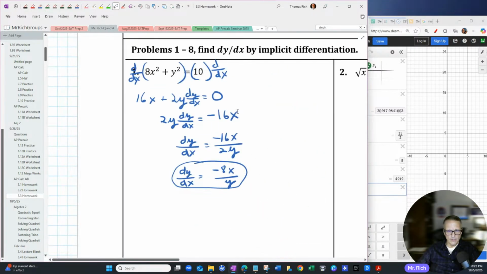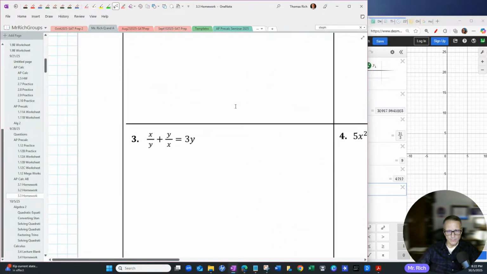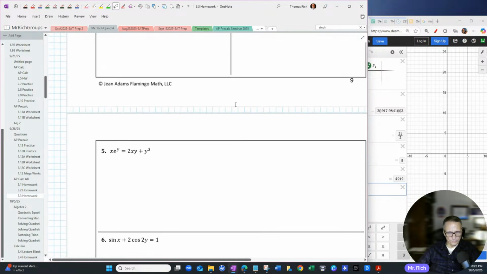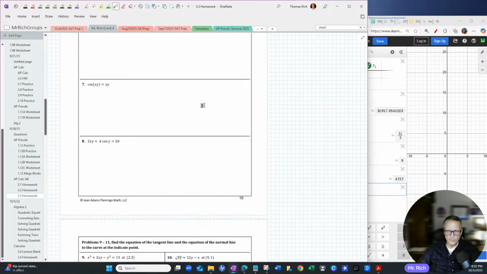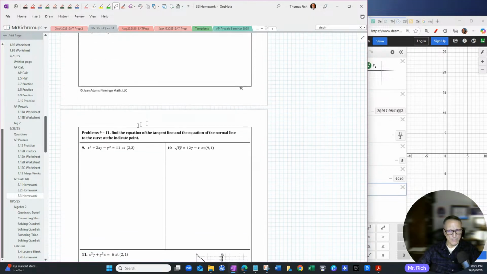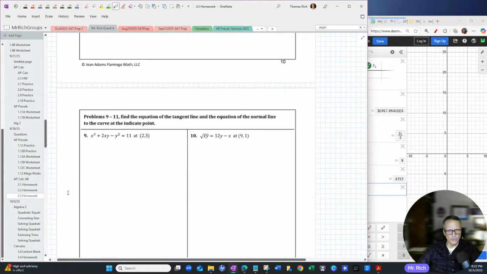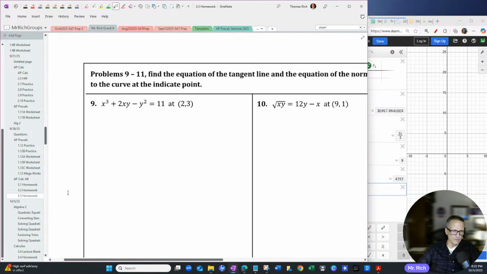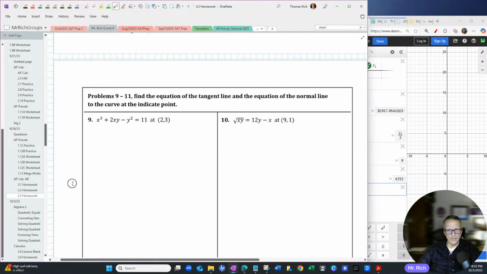All right, I'm going to do a few more of these, and I'm going to do one that involves finding an equation of a tangent line, because I'm going to use Desmos and show you that it's legit, right? That this thing actually does work. We're going to do this problem here, number 9. This says to find the equation of the tangent line and the equation of the normal line to the curve at the indicated point.